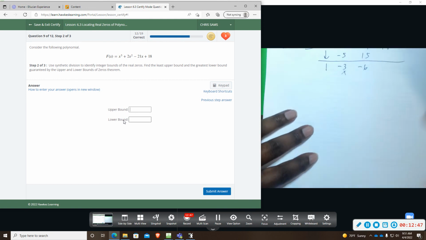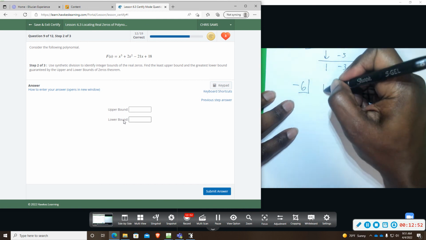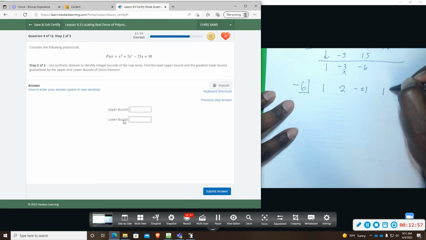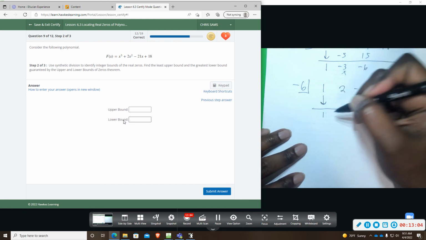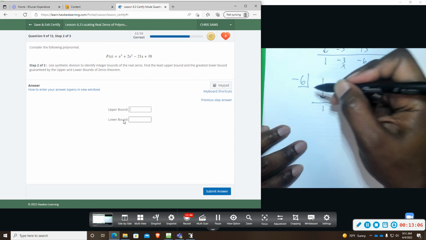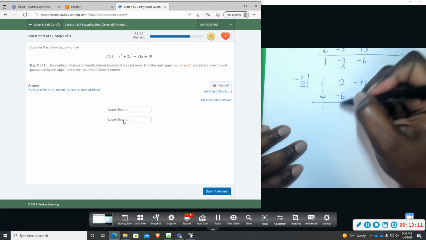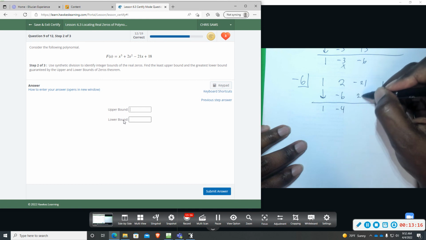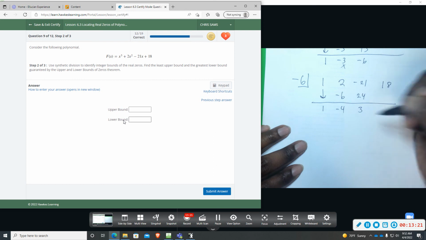So let's go bigger. Negative 6, 1, 2, negative 21, and 18. And it's just a process. You got to keep going until you find it. I don't think there's a right way to really figure it out. Just guess and check. Negative 6 times 1 gives me negative 6, which gives me a negative 4. Negative 6 times negative 4 gives me a positive 24. It gives us a positive 3. So positive, negative, positive looks good.